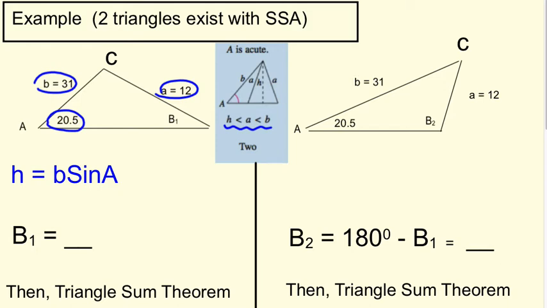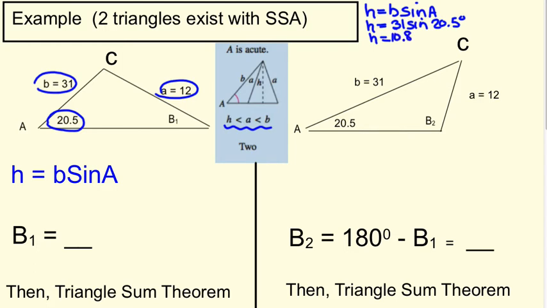So we're going to find the height. Remember, height equals B times the sine of A. So we plug in our B, which is 31, and the sine of A, which is 20.5 degrees, and let's find that height. Use your calculator, plug in 31 times the sine of 20.5, and you get a height of 10.8.